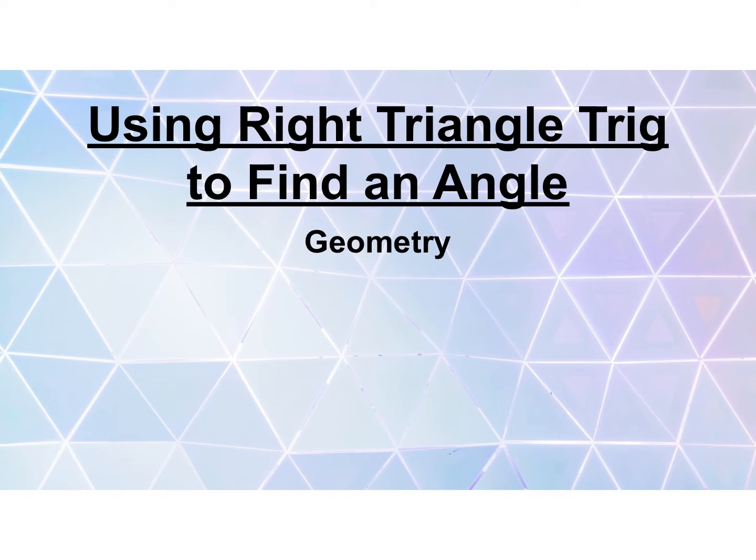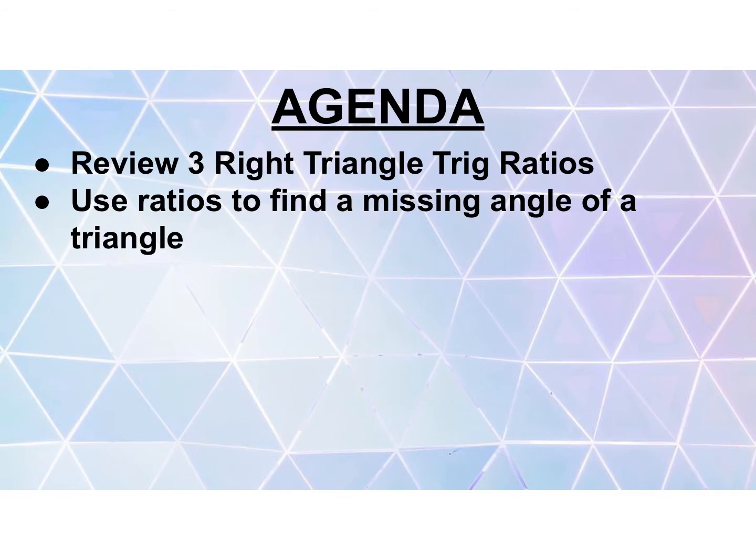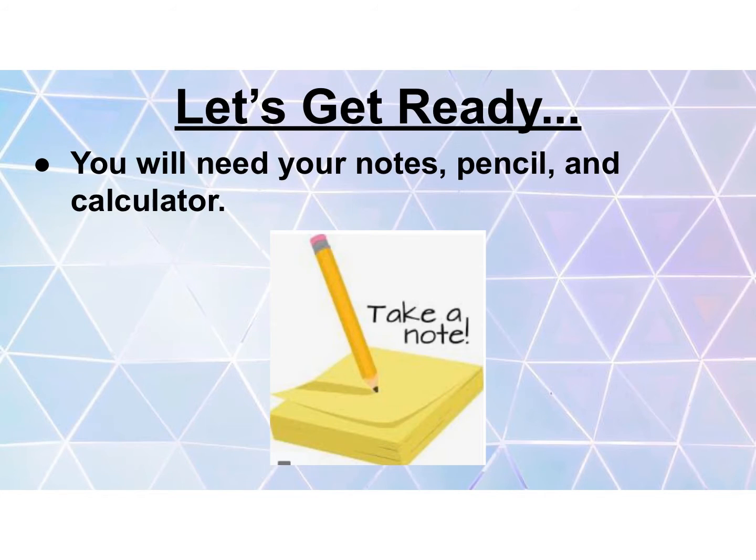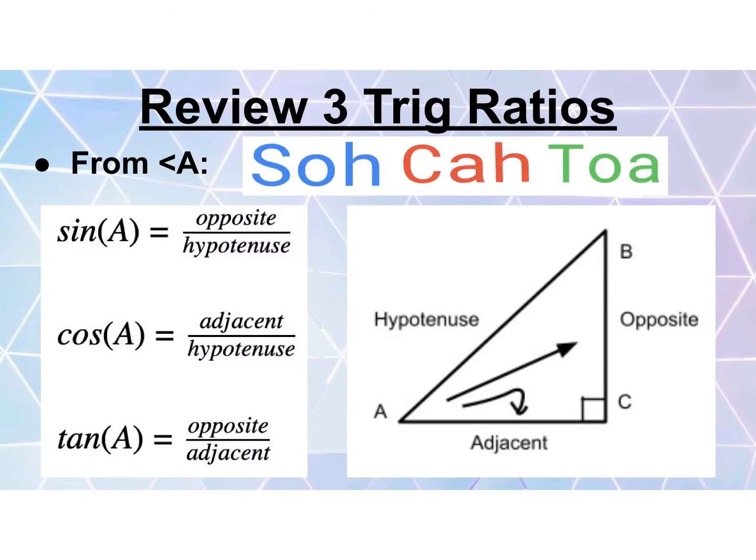Let's use right triangle trig to find an angle. So we're going to review our 3 right triangle trig ratios, and then we'll use those to find a missing angle of our triangle. Let's get ready. You're going to need notes, pencil, and a calculator. Definitely a calculator because I'm going to show you some new buttons.